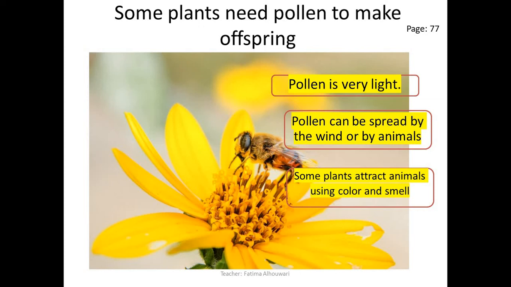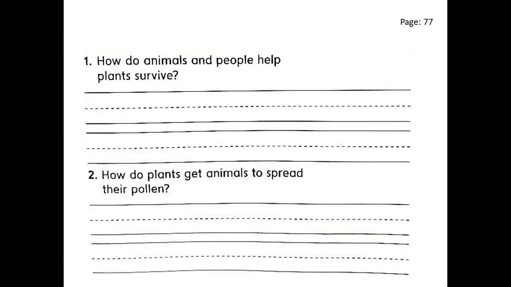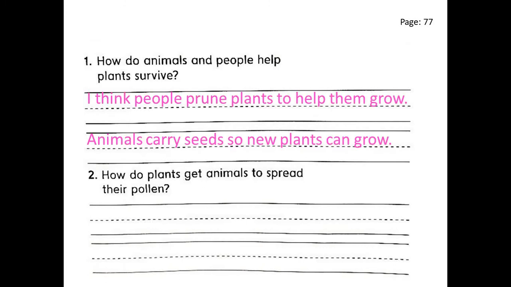Let's see the next page, grade 1. Please, grade 1, open your book, page number 77. We have 2 questions here. The first one, how do animals and people help the plants survive? As we see, people prune plants to help them grow. Animals carry seeds so new plants can grow.